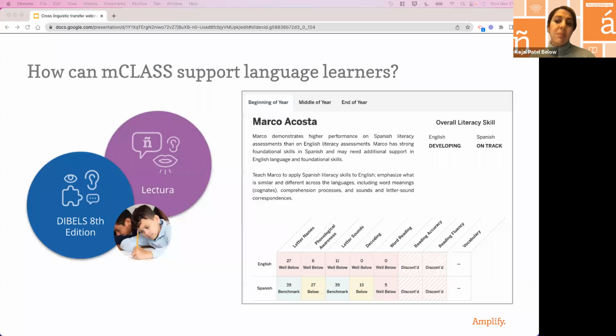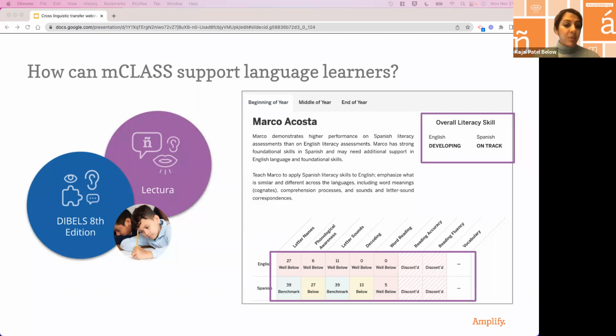When students are assessed in both DIBELS 8th Edition and mCLASS Lectura, teachers have access to a dual language report, which gives a side-by-side view of a student's strengths and opportunities for growth. This helps teachers understand where they can leverage cross-linguistic transfer and translanguaging to support the development of a second language. Here we can see Marco's overall literacy, which shows that his Spanish is on track and his Spanish skills are strong. The teacher is then able to see that this can be leveraged to build those skills in English.